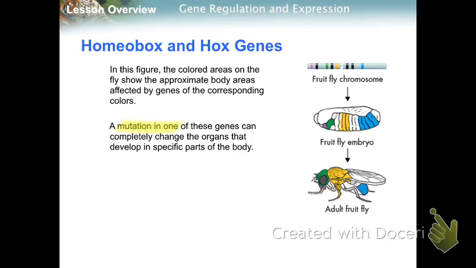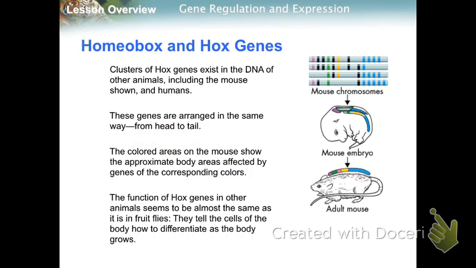A mutation in one of these genes can completely change the organs that develop in that area of the body. Hox gene clusters have been found in the DNA of mice and in humans as well, and all of them are arranged in the same way from head to tail.